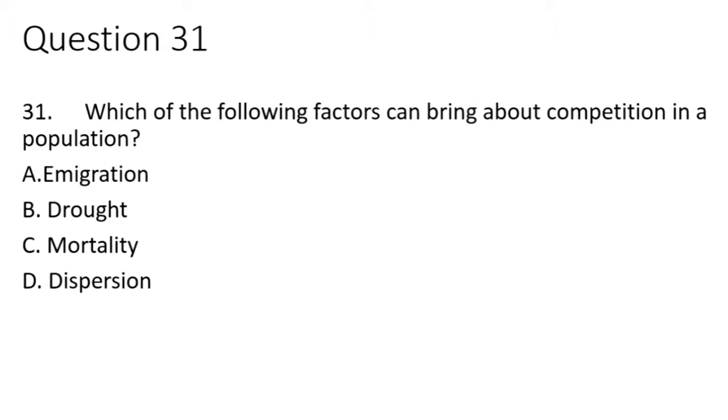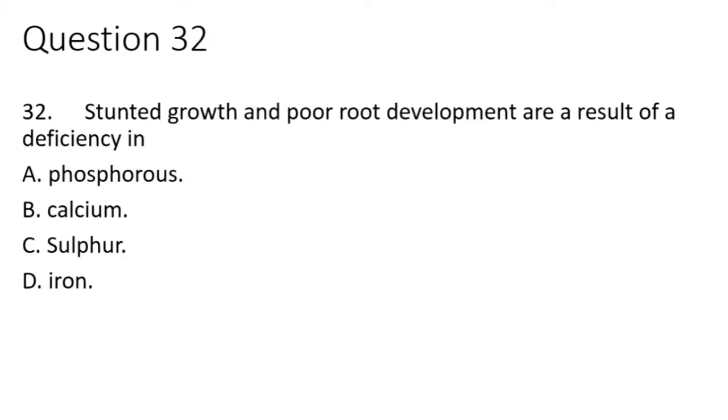Number 32. Stunted growth and poor development are a result of a deficiency of phosphorus, calcium, sulfur, and iron. So all this is to test our idea of the importance of all these minerals. So it is phosphorus that is responsible for growth and then root development. When it is lacking, the plant will be stunted and then the root development will be poor.